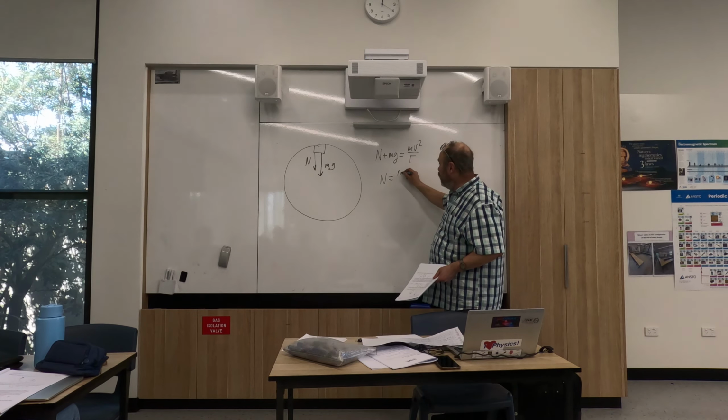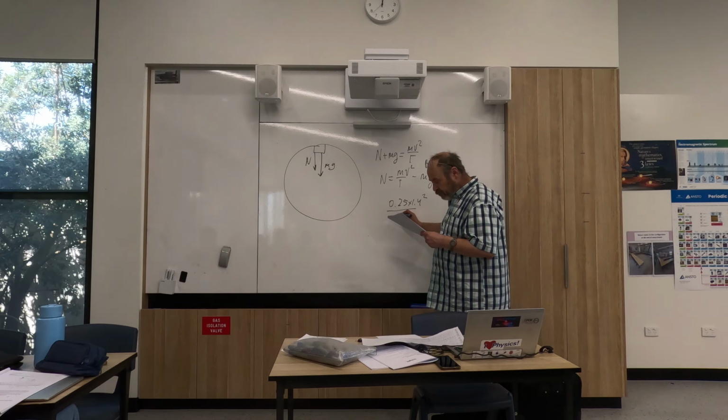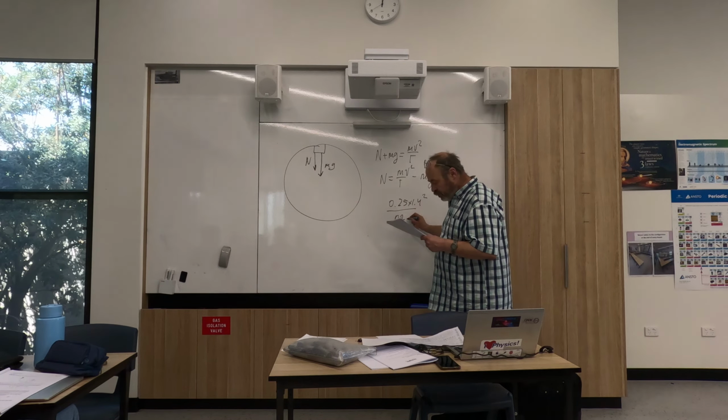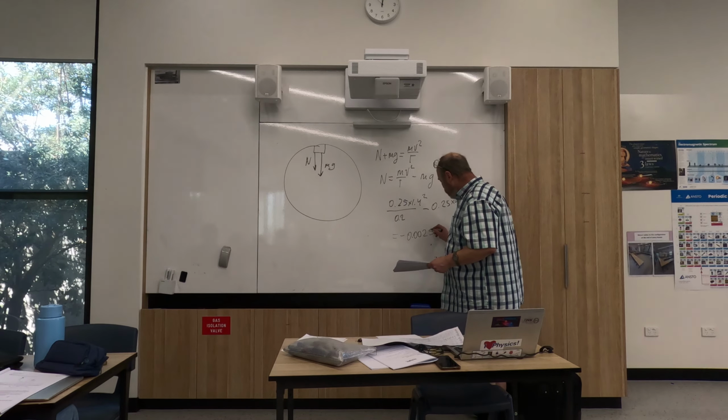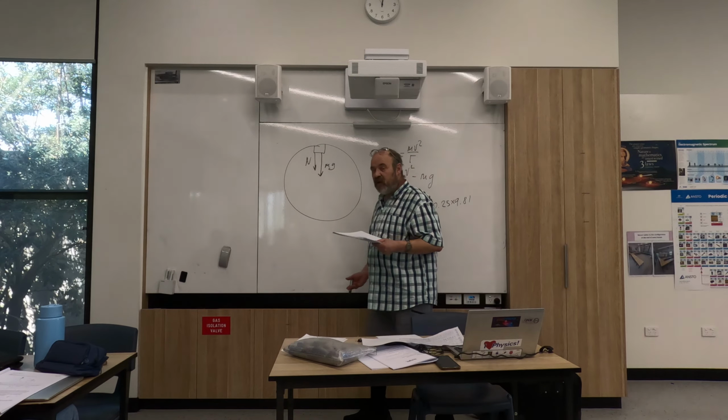you have 0.25 times 1.4 squared over radius 0.2, minus 0.25 times 9.81, and we get negative 0.0025. So out of the given answers, it's only 0 newtons.